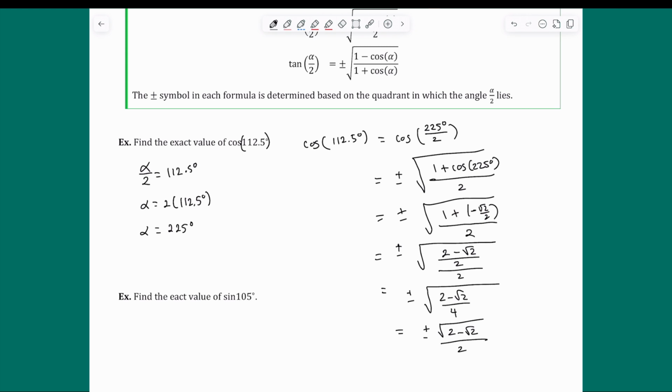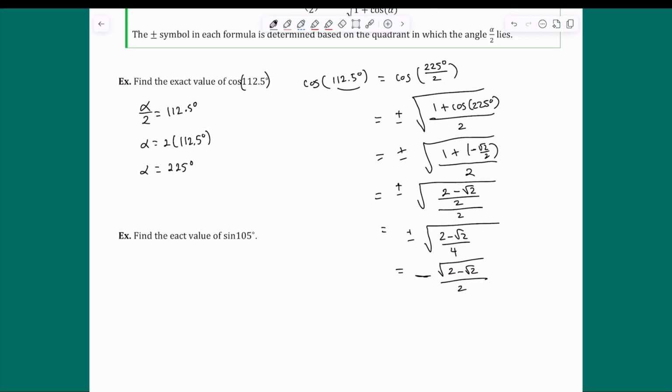Well, we know that 112.5 falls between 90 degrees and 180, and cosine there is negative. And therefore, this should be negative square root of 2 minus root 2 over 2.